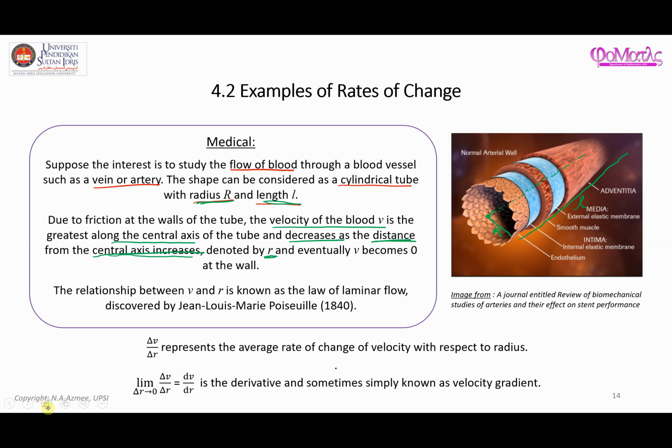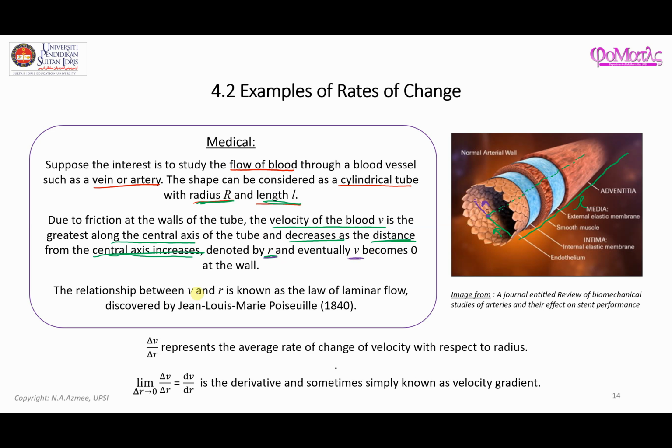Okay, so this is small r, and it represents the distance from the central axis towards the wall. There is a difference between small r and big R, and eventually when the length of r is the same as the radius, the velocity will become 0 at the wall.